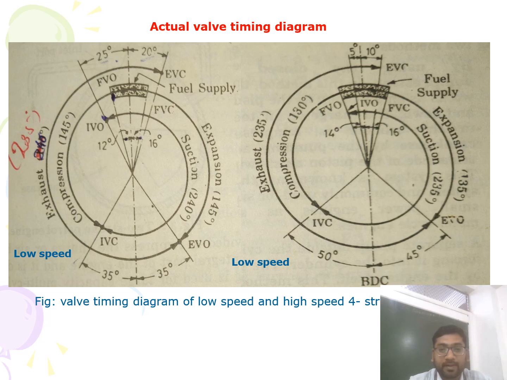Now students, look at this figure. It indicates the valve timing diagram for the four-stroke diesel engine, for low speed and high speed engines. In the actual valve timing diagram, the opening of the fuel valve before TDC is necessary for better evaporation and mixing of the fuel, and as there is always a lag between supply of fuel and ignition, it is necessary to supply the fuel a little earlier.